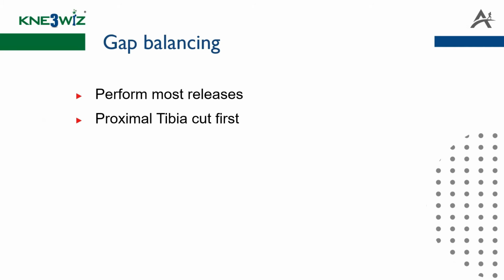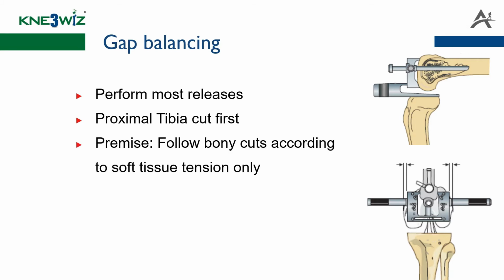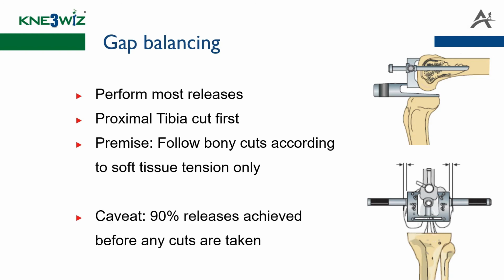In gap balancing, the surgeon performs most releases first to correct the deformities to almost neutral. The proximal tibial cut is performed first. Instrumentation is then based on this proximal tibial cut. The principle is to perform femur bony cuts in reference to the tibial cut using soft tissue tension as a guide. Hence, it is compulsory to achieve 90% correction before proceeding, and it is necessary that the tibial cut is very precise.